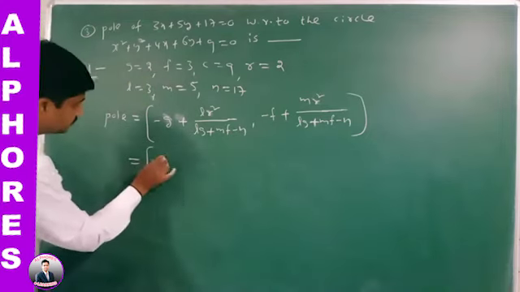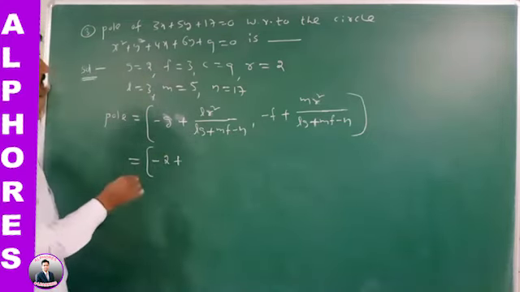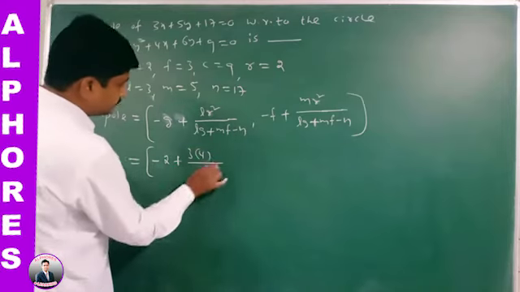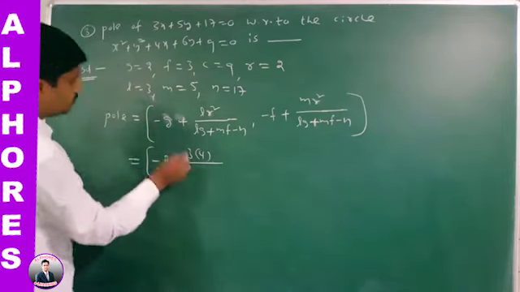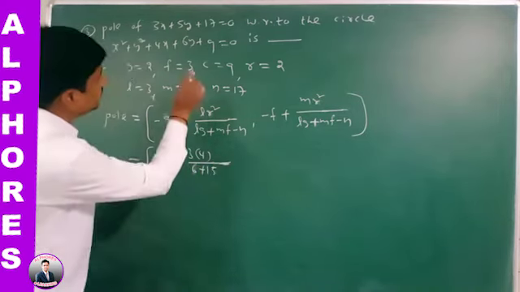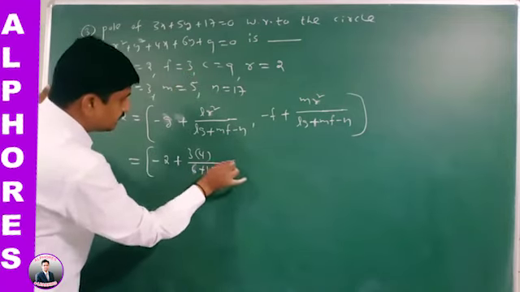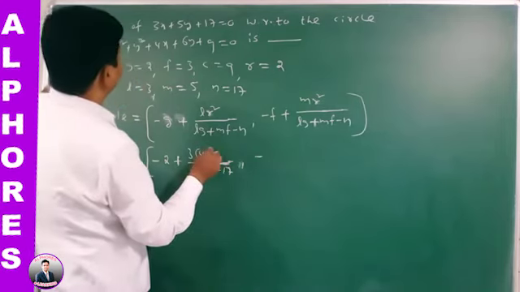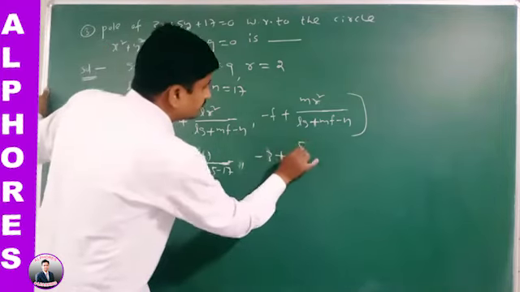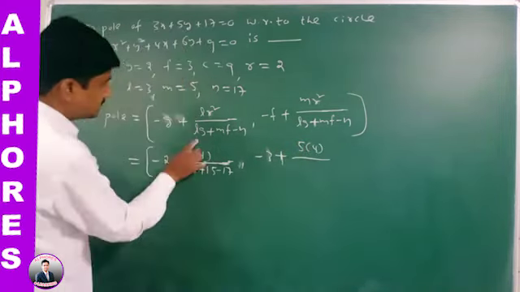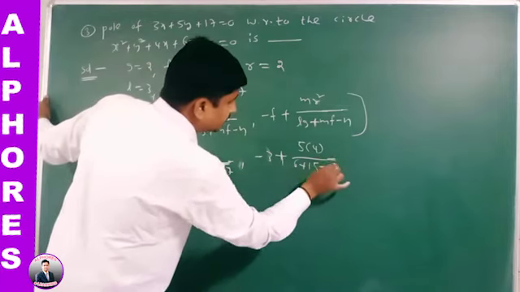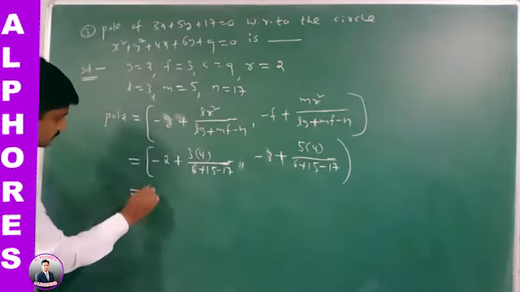Next, −g here is −2, plus l = 3 into r² = 4, divided by lg = 3 into 2 = 6, mf = 15, minus n = minus 17, comma, −f = −3 plus m = 5, r² = 4, by the same denominator: 6 + 15 − 17. Okay, next it is −2.